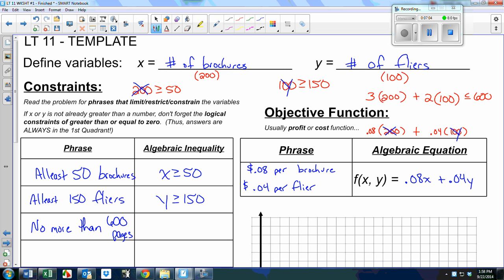But the important part is this. Wherever you put a 200, that's X. Wherever you put a 100, that's Y. So replace them. And your inequality is 3 times the number of brochures, 3X, plus 2 times the number of flyers, 2Y, has to be less than or equal to the 600 pages you have available.